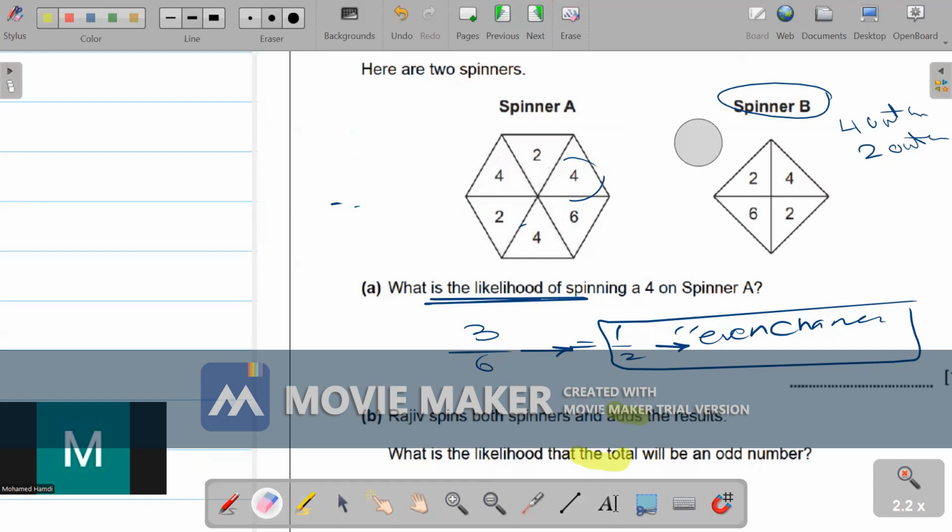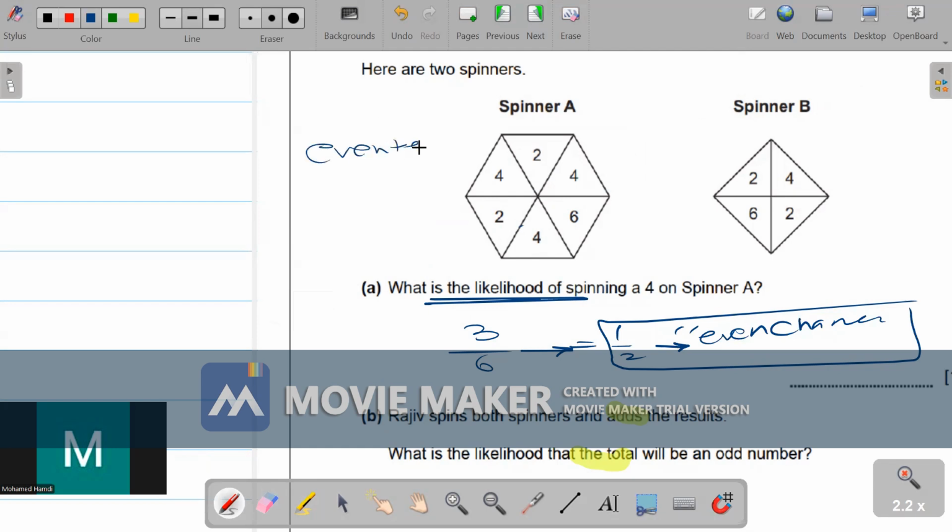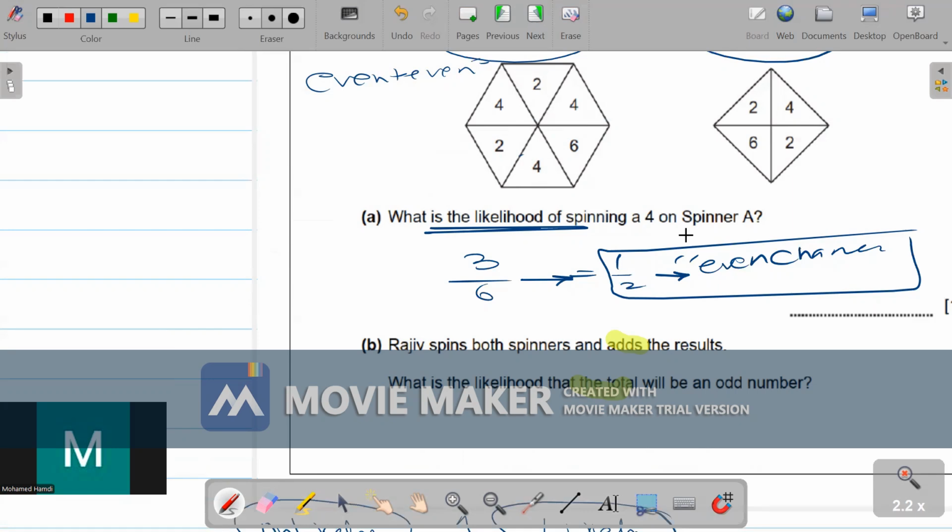If you look carefully at the two spinners, you will find that all numbers on the spinners are even numbers. Whenever you add two even numbers, the answer must be even because even plus even gives you even. So if you add a number from spinner A plus a number from spinner B, you will find the answer is even. So you can't find any odd number.